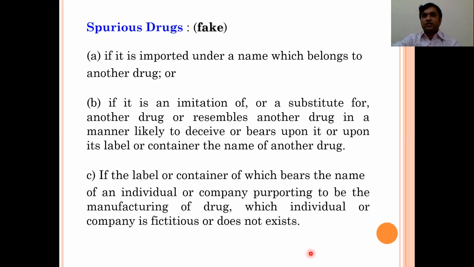Spurious drugs are fake drugs. A drug is spurious if it is imported under a name which belongs to another drug, or if it is an imitation or a substitute for another drug, or resembles another drug in a manner likely to deceive, or bears upon it or upon its label or container the name of another drug.